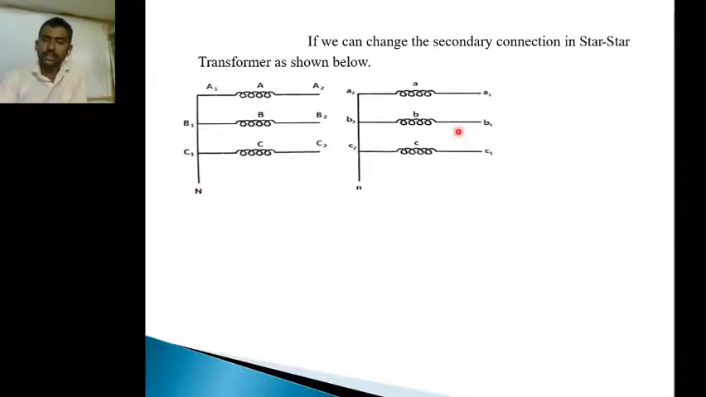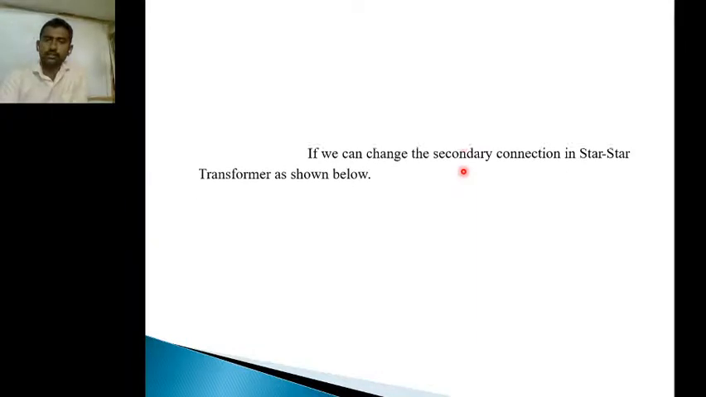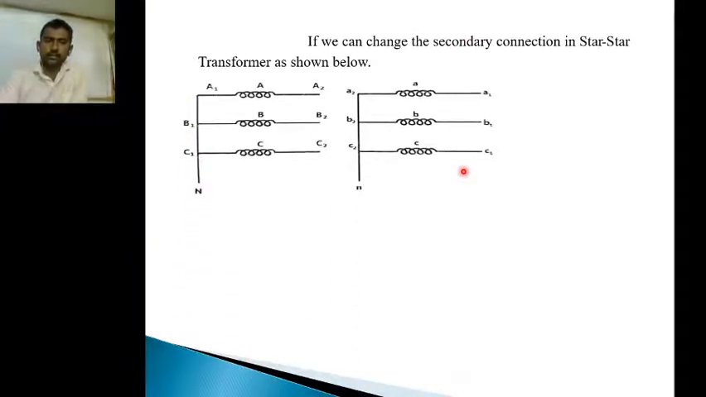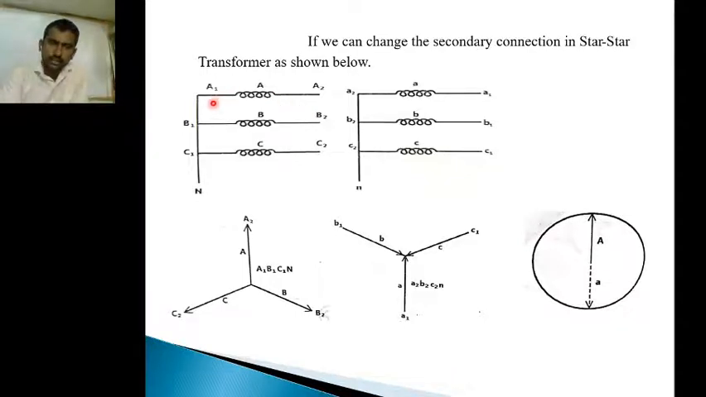Similarly, if you reverse the connection, here we connect a1 b1 c1, but on the secondary side we connect a2 b2 c2. That means we reverse the phase. So then what we get: this is the normal phasor diagram for the primary winding, and the secondary winding is reversed, so we consider the opposite direction of those phases.